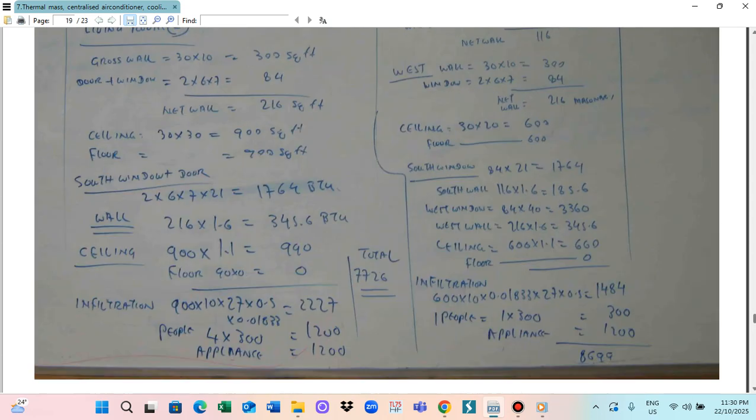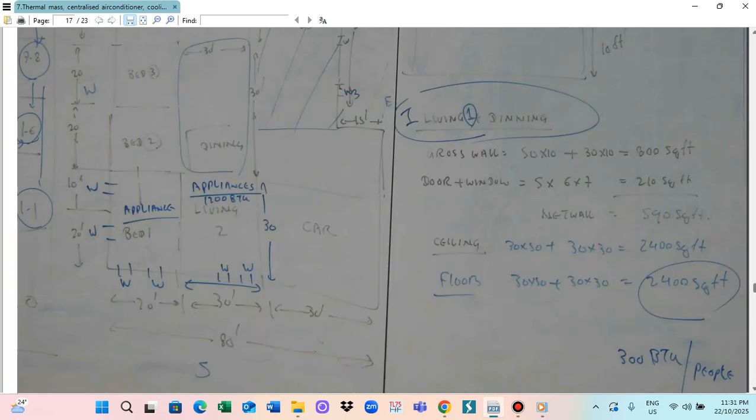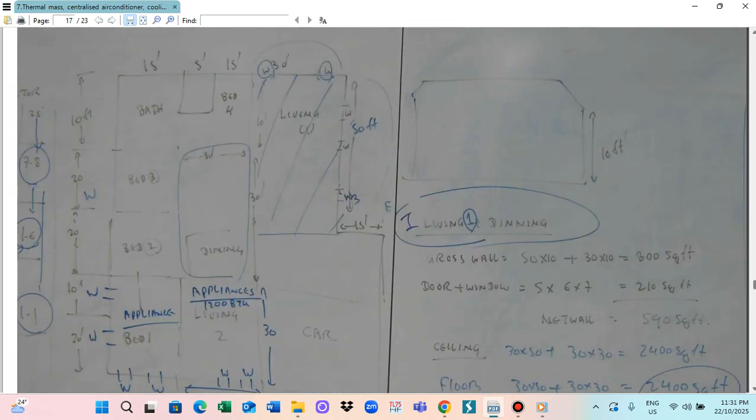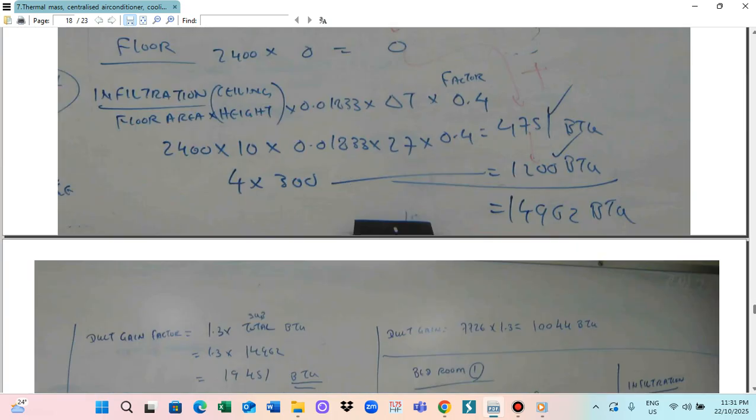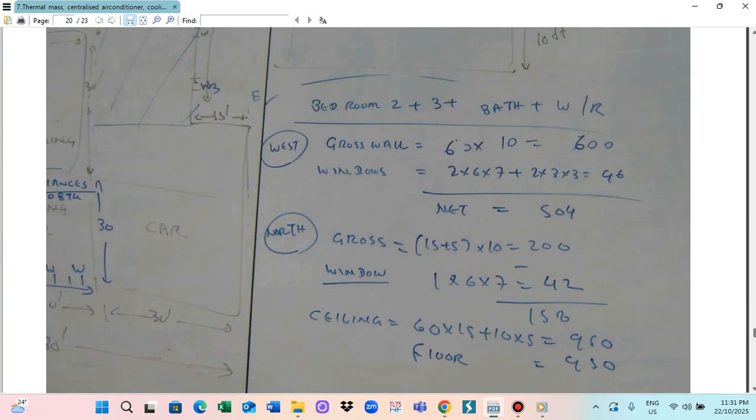So windows will be how many windows? So you see the table here. So this is the W1. So W1 window. This is the W window. So this is the W window. So this is the 3 window we got. The 3 window.